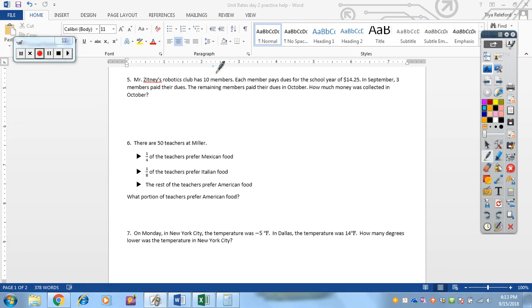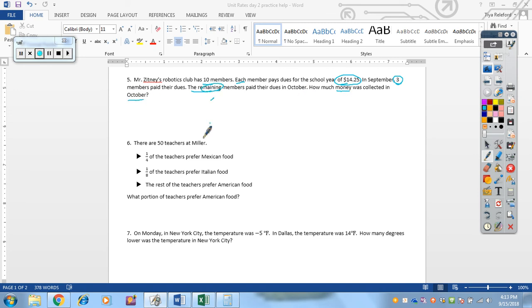Okay, Mr. Zitney's Robotics Club has 10 members. Each member pays dues for the school year of $14.25. My numbers are not the same as yours. In September, 3 members paid their dues. The remaining members paid their dues in October. How much money was collected in October?